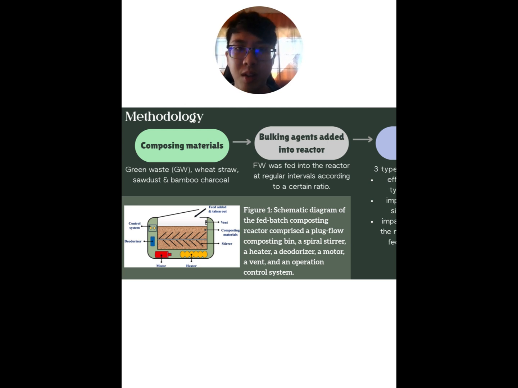So to begin with, the composting process was carried out using a fed batch composting reactor. As you can see in Figure 1, this is a schematic diagram of the fed batch composting reactor, which comprises different parts and an operating control system. First of all, the composting materials are collected, such as green waste, wheat straw, sawdust, and bamboo charcoal. After that, the bulking agents are added into the reactor. The food waste was fed into the reactor at regular intervals according to a certain ratio.